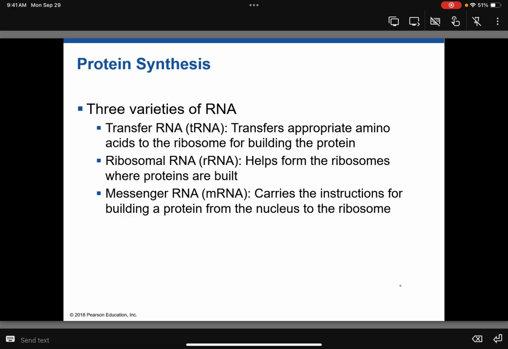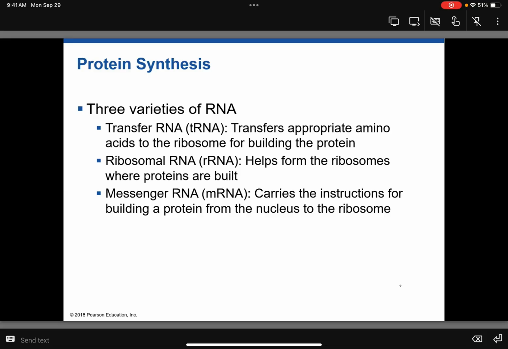There are three types of RNA: transfer RNA, ribosomal RNA, messenger RNA. tRNA transfers the appropriate amino acid to the ribosome for building the protein. Page 87 in your books does show a very nice visual of the protein synthesis process. And it has tRNA molecules in there that bring in the anticodon, so opposite of the triplet of our RNA, with a specific amino acid on it, and brings it to the ribosome, where it then helps with building that chain of amino acids that will become our protein.